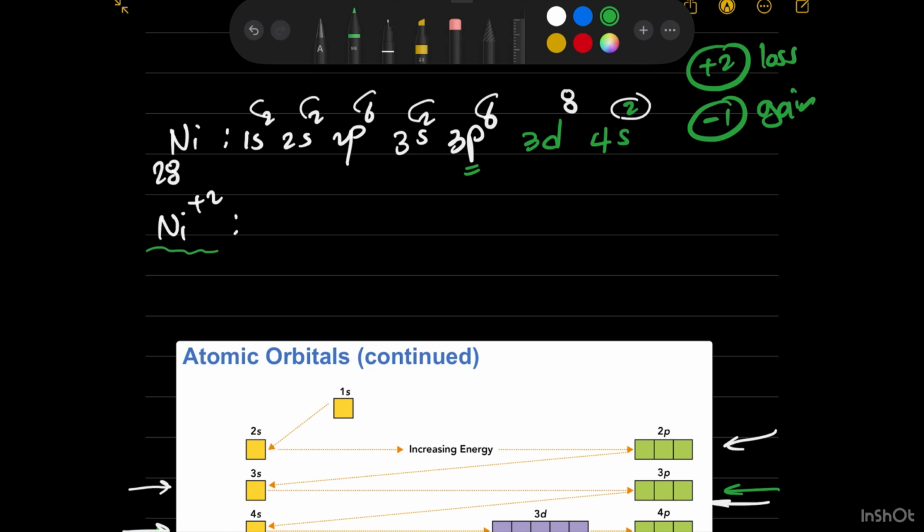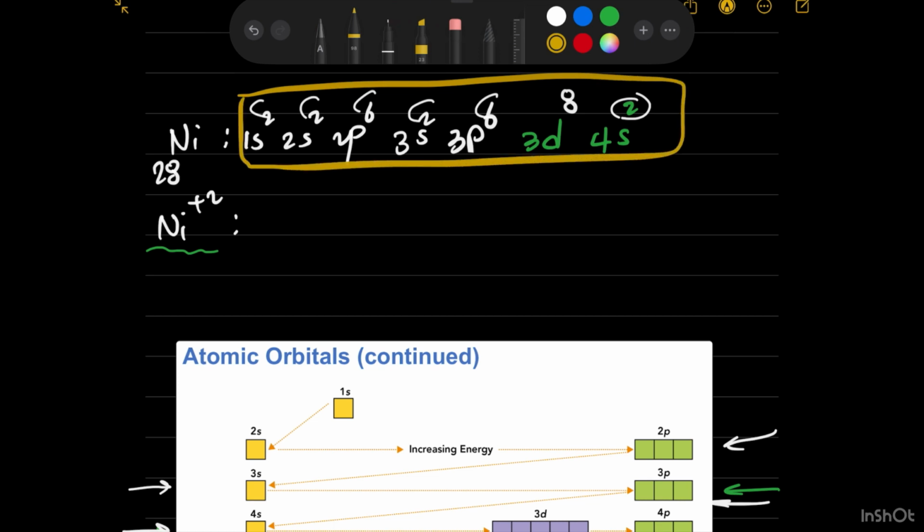What you have to do is focus on this point and write it. Do what I'm talking about. The first step is writing the whole electronic configuration for the atom, so this is the first step for Ni. Then write it in full, and then remove these 2 electrons. So we remove the electrons from the outer shell. You will lose 2 electrons since we have positive 2. Then you have to remove this and write the whole thing in here.